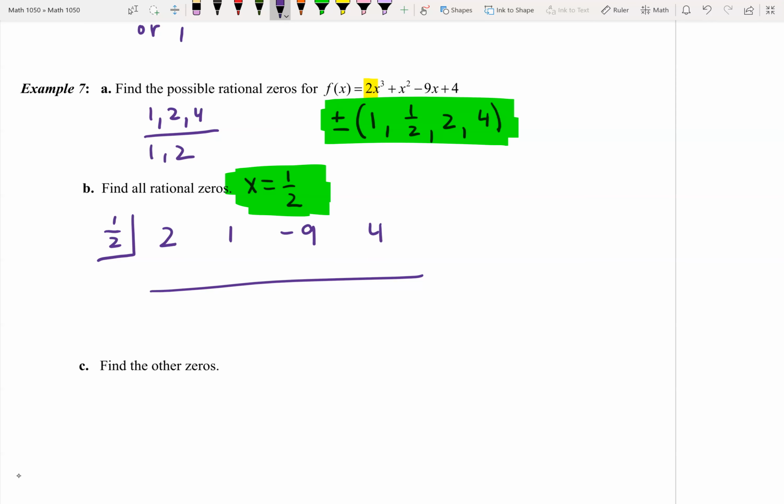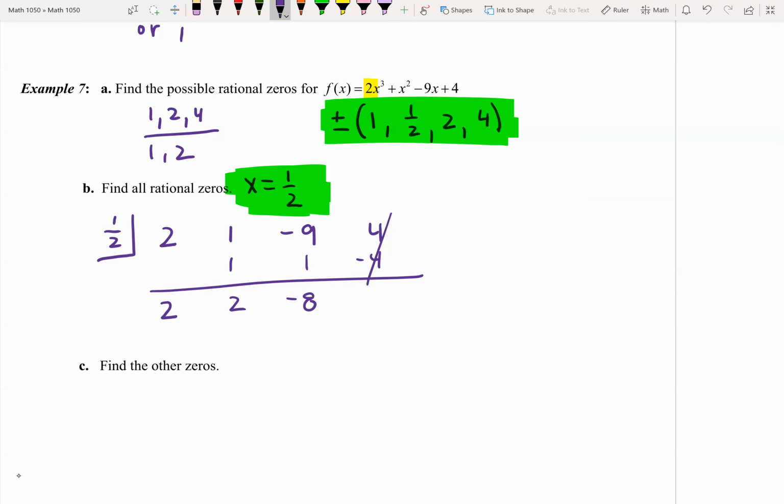Okay? 2 comes down. You have a couple of options. You could go 2 times 0.5 every time. I'm not going to do that because multiplying by 1/2 is the same thing as dividing by 2. 2 divided by 2, 1. 1 plus 1 is 2. 2 divided by 2, 1. -9 and a positive 1, -8. -8 divided by 2, -4, no remainder.